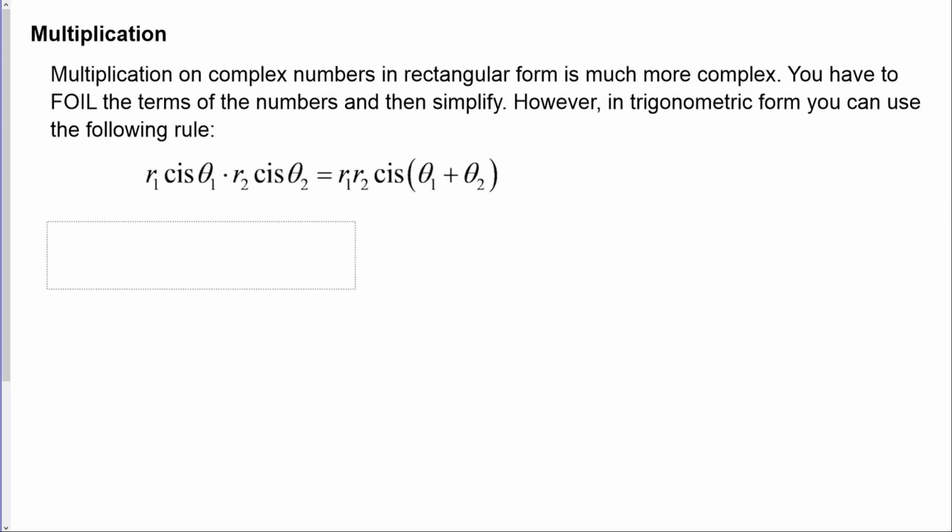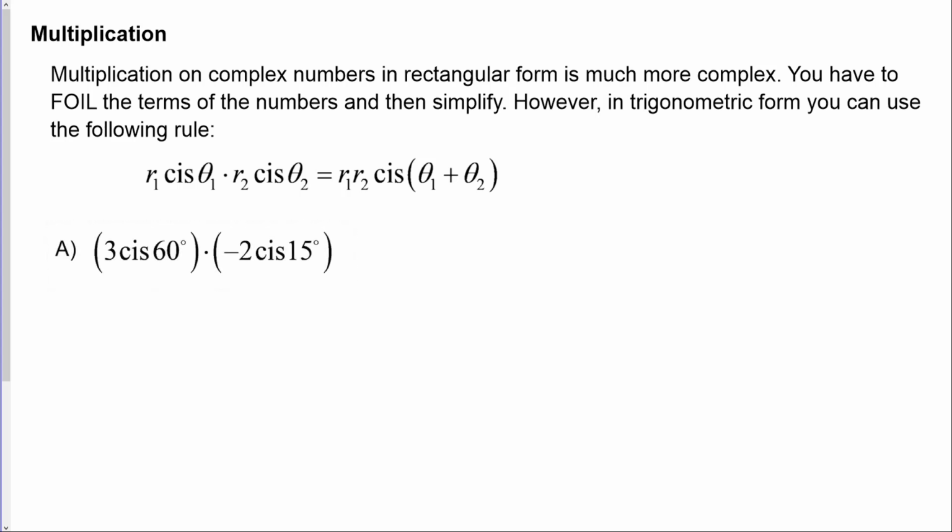So you have one number provided in trig form, r1 cis theta 1. You're going to multiply that by another value in trigonometric form, r2 cis theta 2. The product is the product of the radiuses, or radii, I'd suppose, cis, and then the sum of the angle measures, which is much easier than doing the FOIL process from the rectangular form.